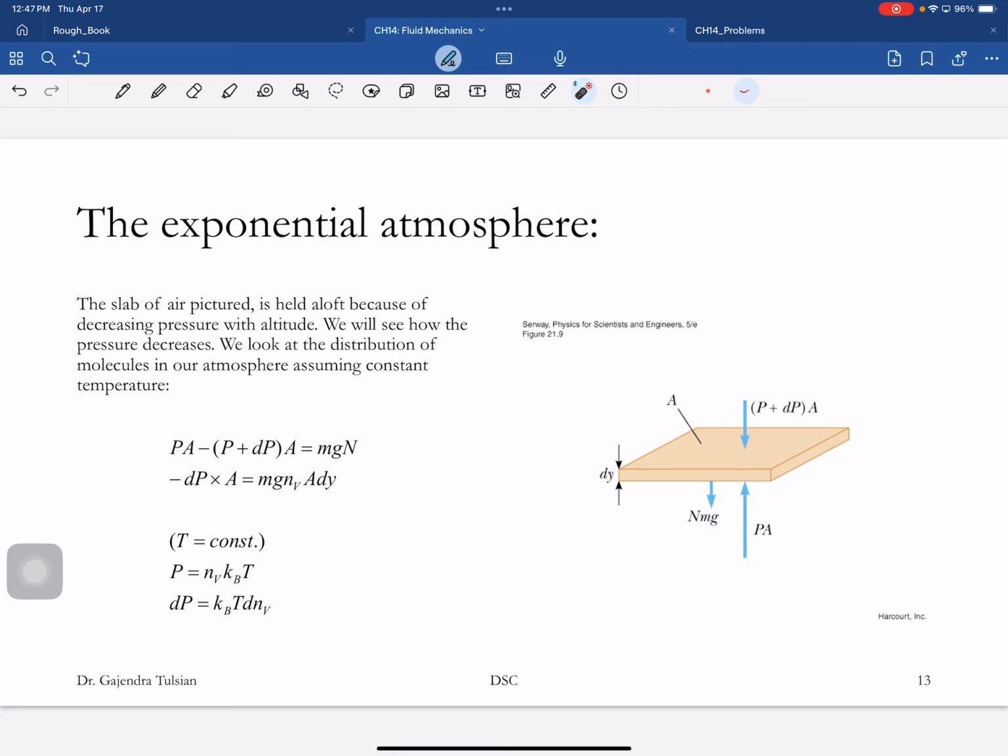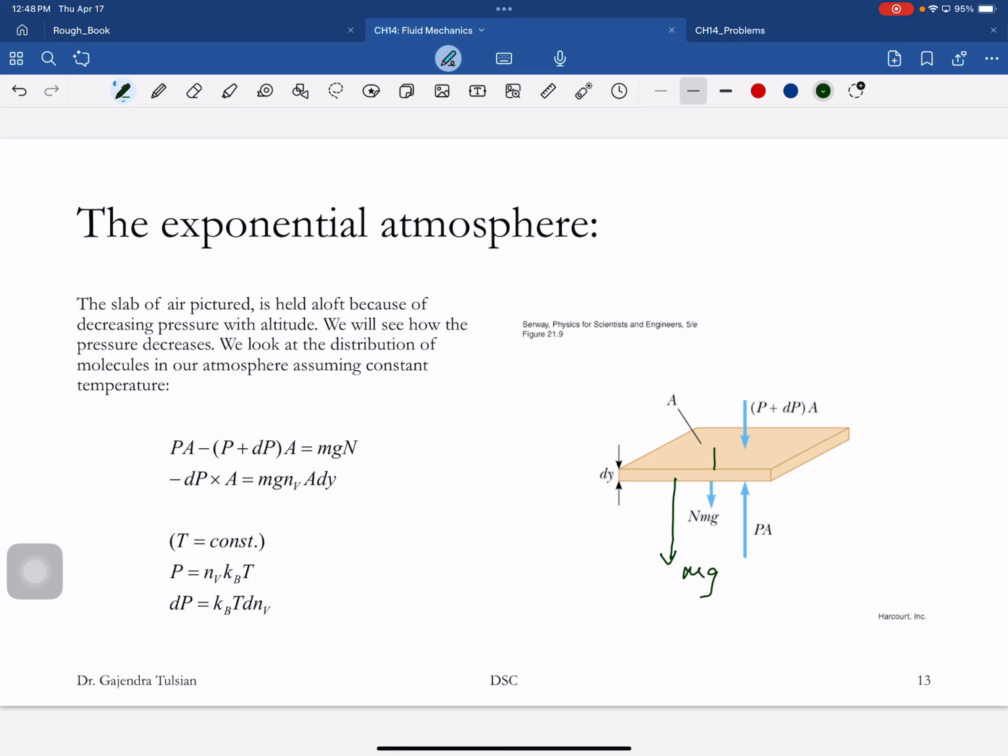All right, what this picture is showing you is a slab of air. Does this slab of air weigh anything? Yes. So why isn't it falling down? Because there's air below it. Yeah, well, it's got air above it too. There's denser air below it. Very good.